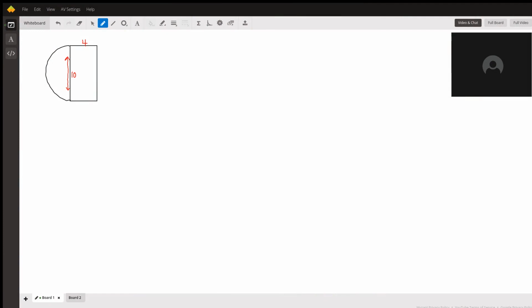Okay, so this question asks to find the perimeter and the area of this figure right here to the nearest hundredth. The question specifically says that this figure is formed by a semicircle and a rectangle, which I have set up here, and the diameter of the semicircle is the same length as the rectangle. So that's going to be 10, which is shown right here. So we know that the rectangle has a length of 10 and a width of 4.